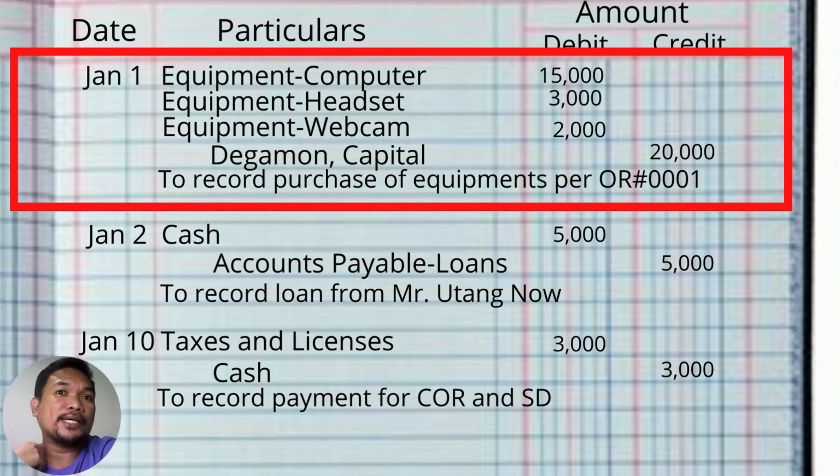In a journal entry, importante na meron tayong explanation. So when the BIR practitioner, or people from the BIR, try to scan during the tax mapping, alam na niya because may explanation mo na dyan. So in this particular transaction, you can say, to record purchase of equipments per OR number. Kung may mga OR, ilagay mo yung mga OR number for reference.